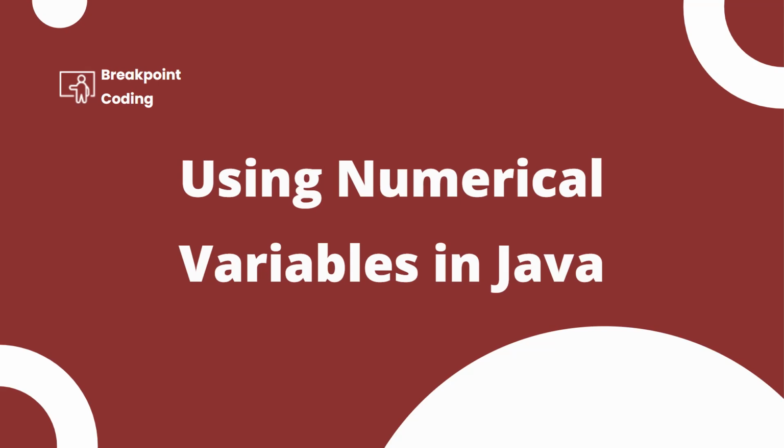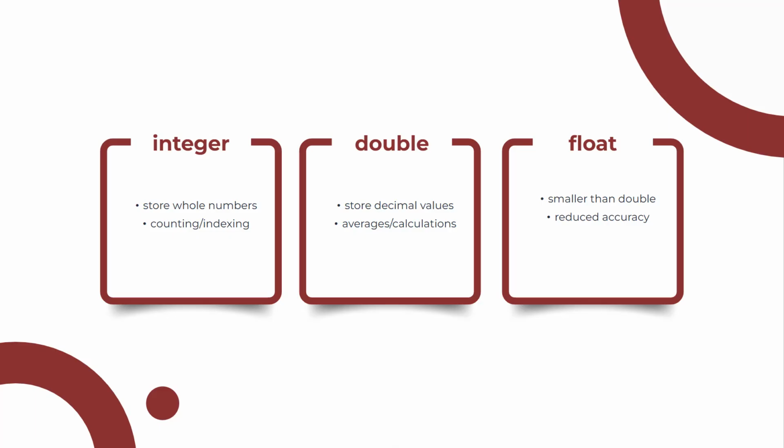In this video, we'll learn how to work with numerical variables in Java. We'll set values, read them, perform arithmetic operations, and more. When working with numbers in Java, it's important to use the right data type depending on the kind of value you need to store. For whole numbers, Java provides the integer type.